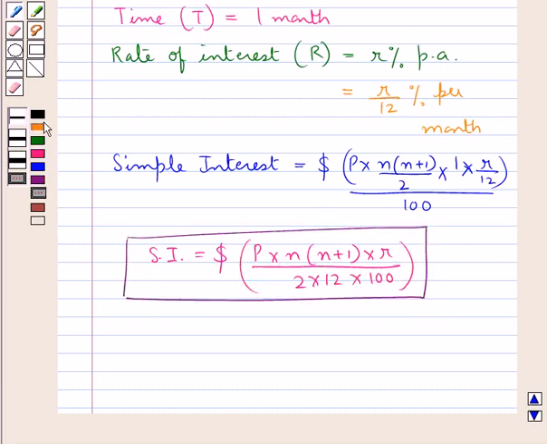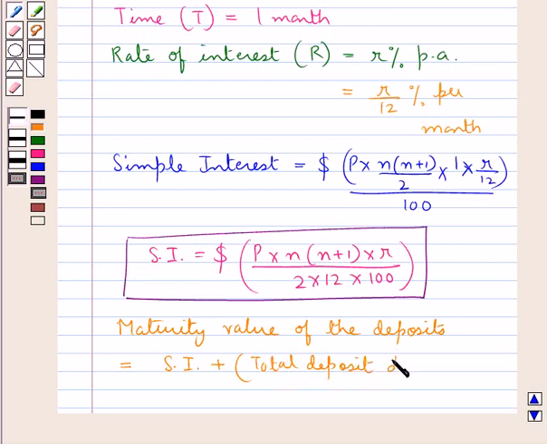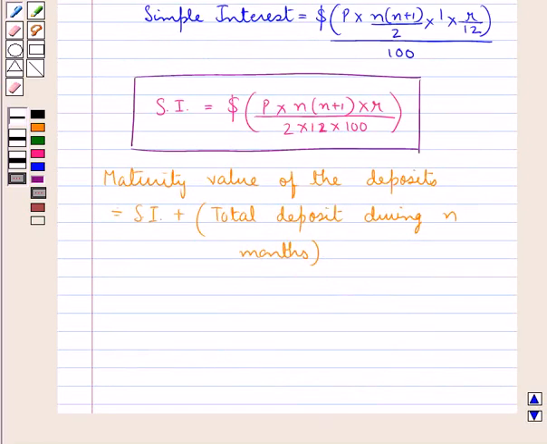And so the maturity value of the deposits would be given by adding the simple interest so obtained with the total deposit during N months. So in this way we can find out the maturity value of the recurring deposit account.